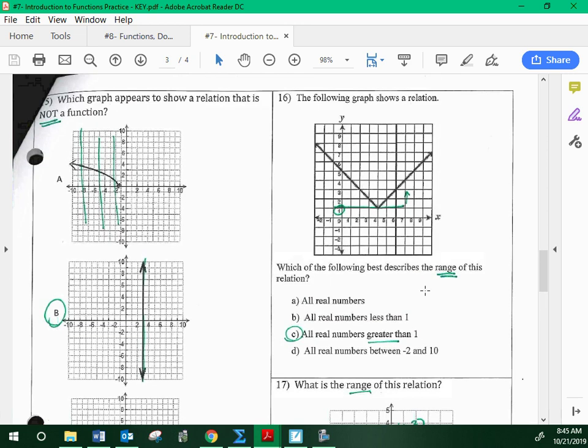16, we're just talking about that up here. So the range is your y value, and so we go from bottom to top, it starts at 1, and it's everything bigger than that. So all numbers greater than 1.